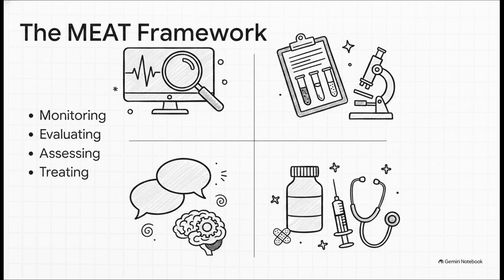M is for monitoring. Are they observing signs, symptoms, or disease progression? E is for evaluating. Are they reviewing test results or checking medication effectiveness? A stands for assessing or addressing. Are they discussing ordered tests, reviewing past records, or counseling the patient? And finally, T is for treating. Are they prescribing or modifying medications and therapies? If you can find the MEET, you have found an actively managed condition.